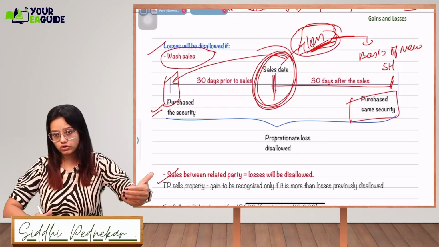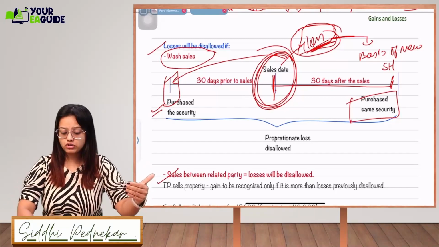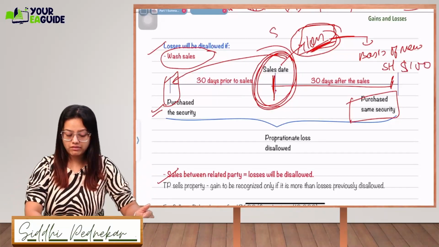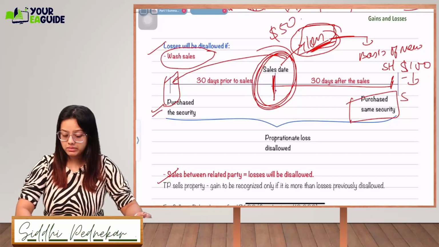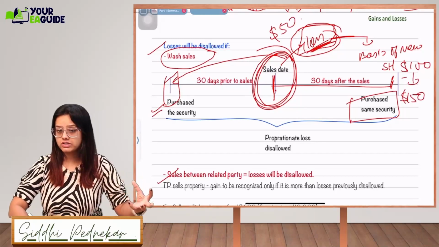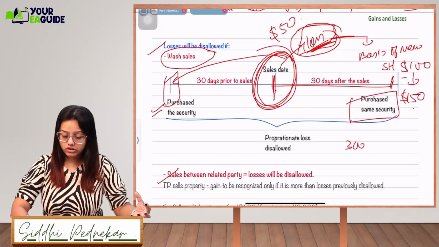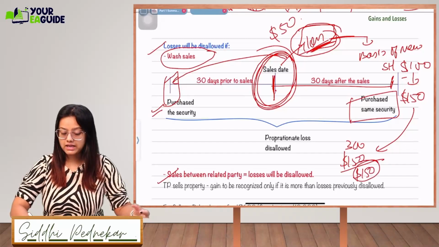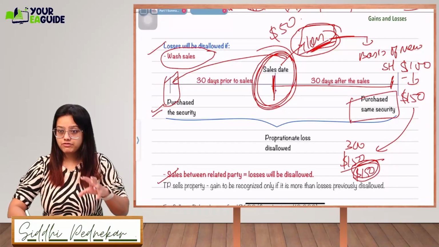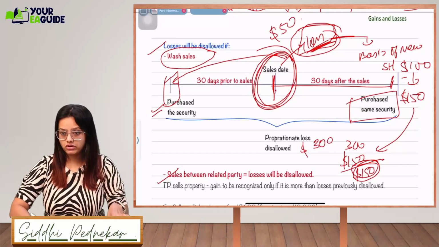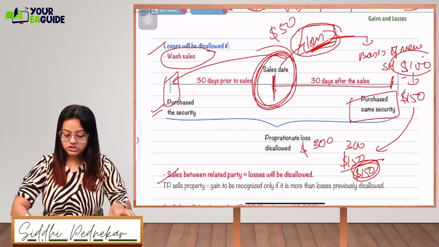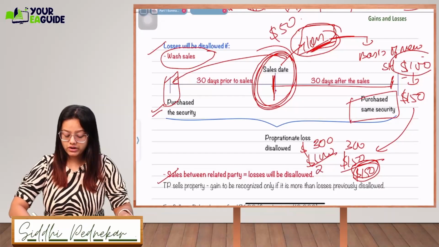So when you buy the new stock, let's say you bought it for 100 and already you have a loss of $50. So the basis of this new share will be $150. Let's say in future you sell it for $300, you reduce the whole $150 and only $150 will be taxable. But if you don't add this $50, I sell it for $300 and I just reduce $100, so $200 will be taxable.